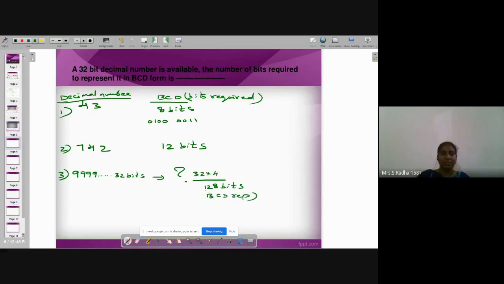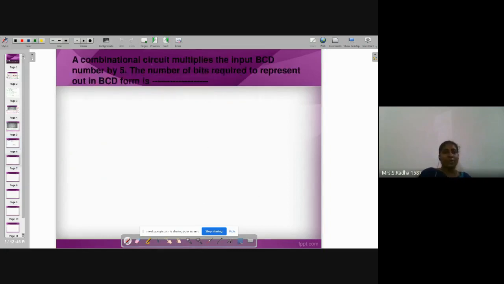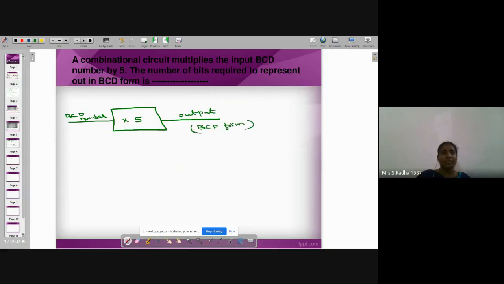Last problem, I will close with this. A combinational circuit multiplies the input BCD number by 5. This is a multiplier. Input is a BCD number, and multiplication by 5 will be done inside the system. And the number of bits required to represent the output in BCD form. In BCD form, how many bits are required?